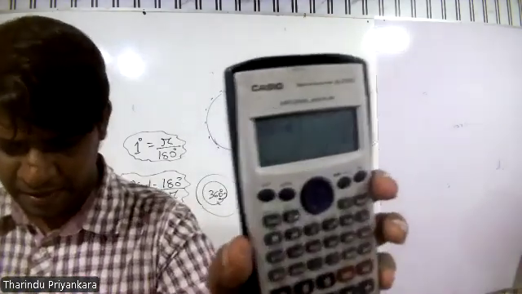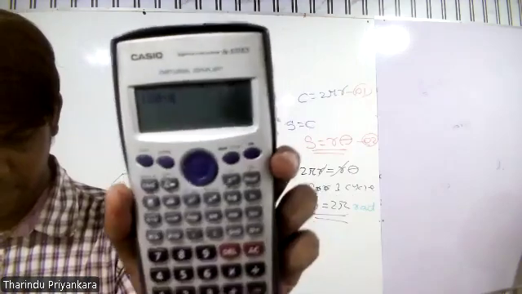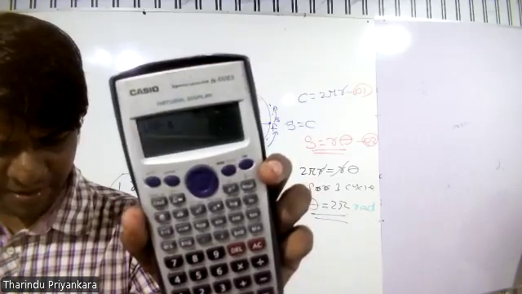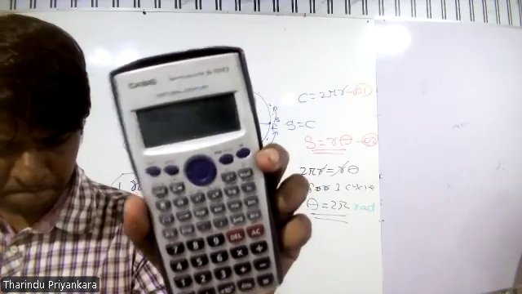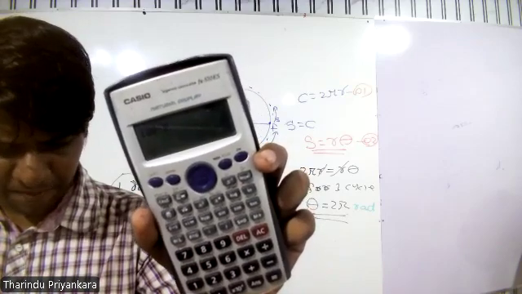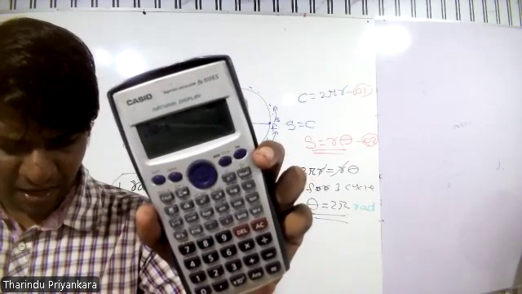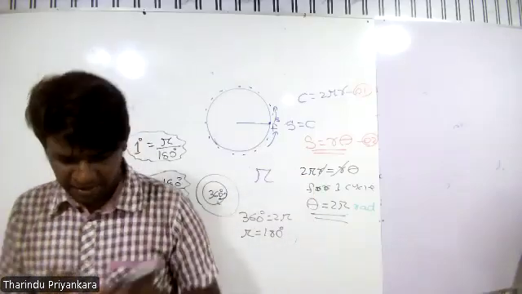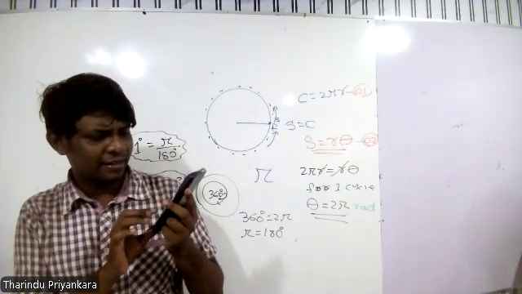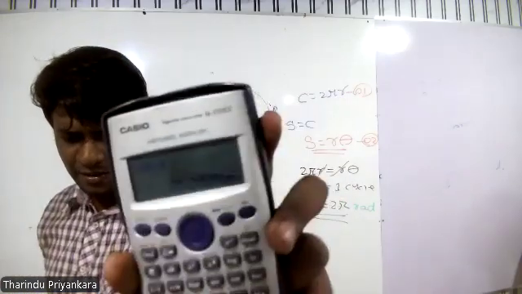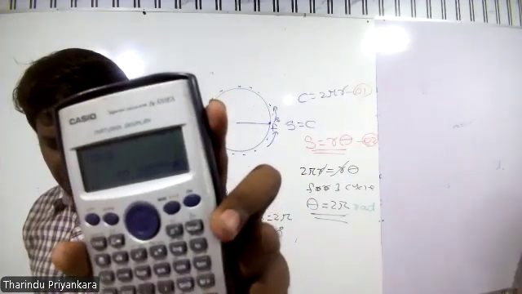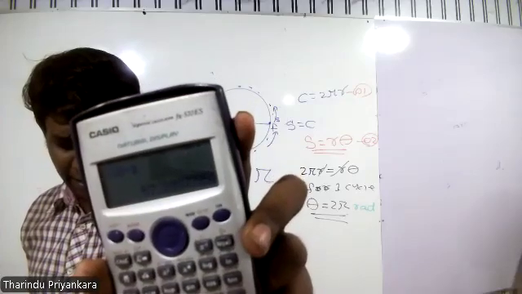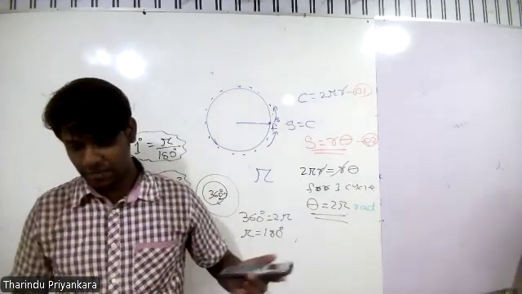I don't know whether you can see. What is the number I have? Can you see? What is 180 over pi? Now I'm going to get the answer. Can you see the answer? 57.29. That means 57.3.